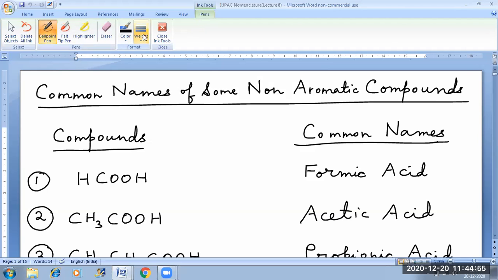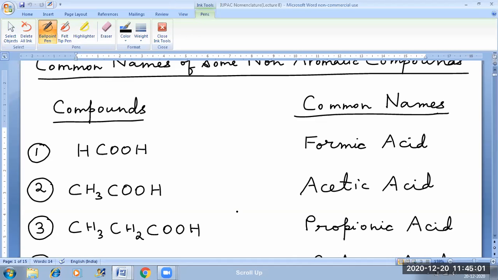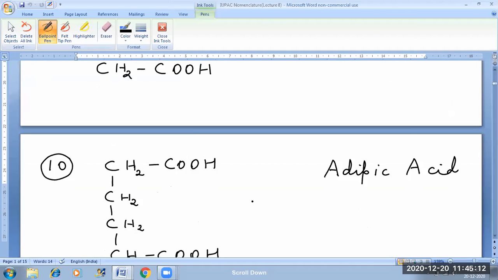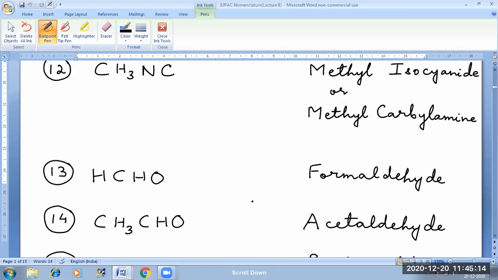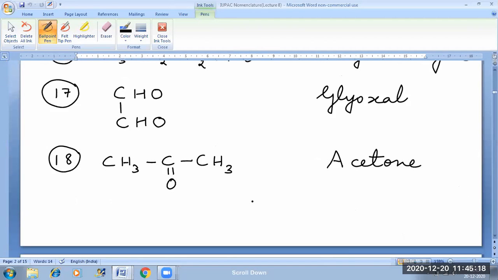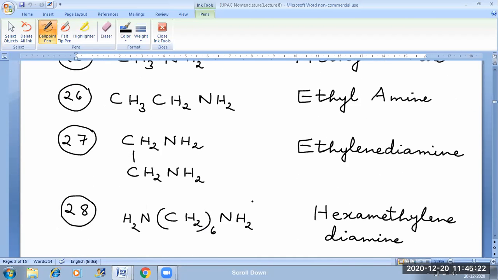So slowly and gradually you have to learn these names. Some of these may be already familiar to you. Some of these names are very commonly used, but not all of these will be known to you. Hence, I have given the list of common names of the compounds that you need to know for 11th as well as for 12th standards. So you can learn these slowly and gradually.